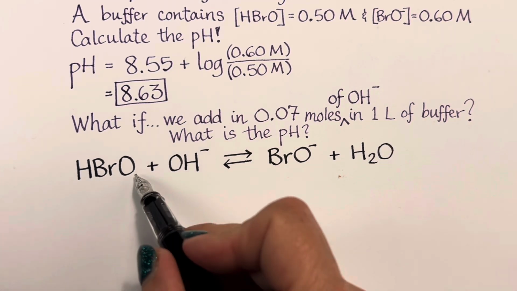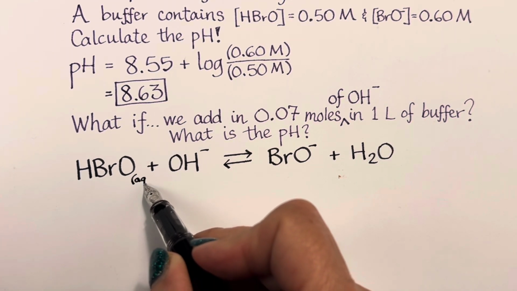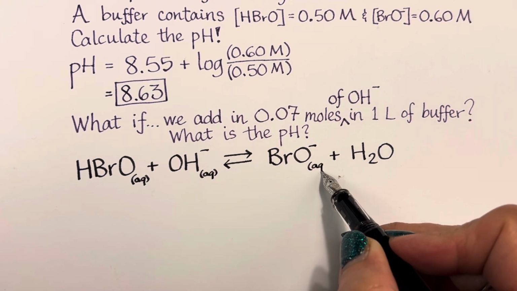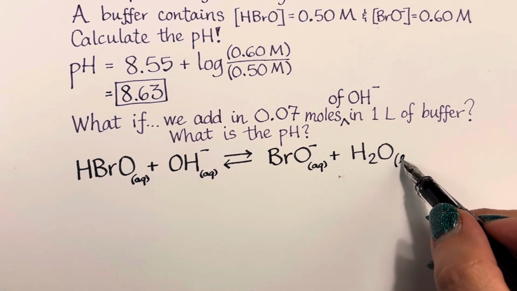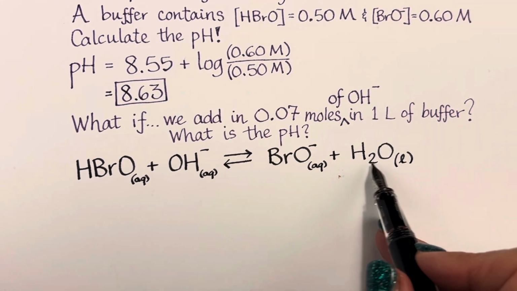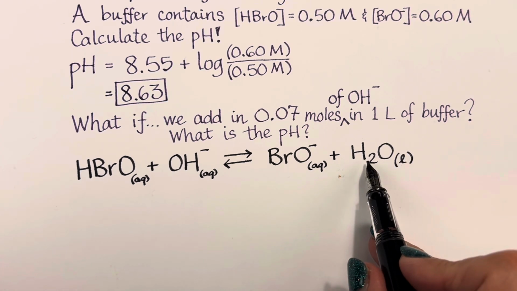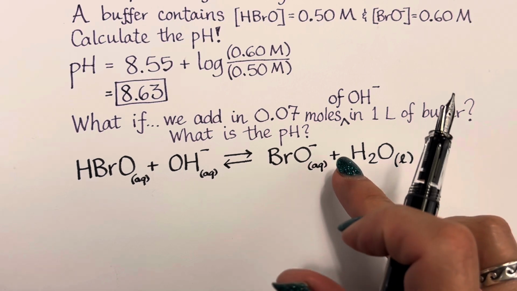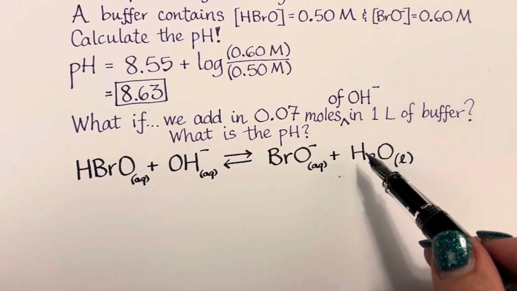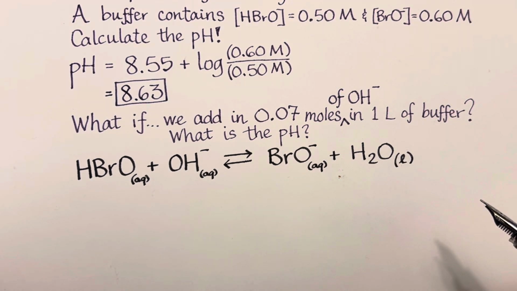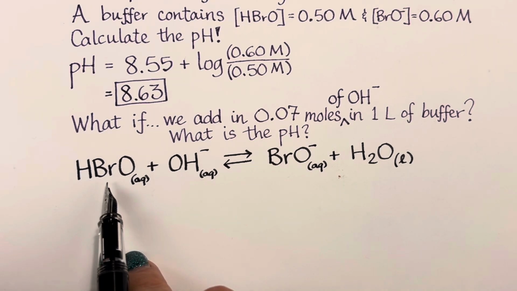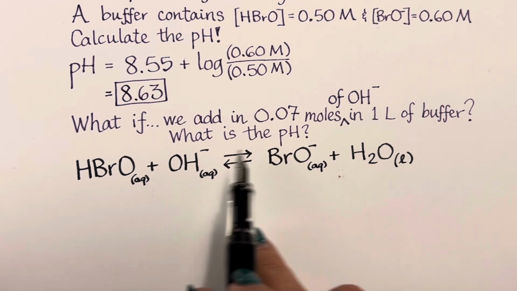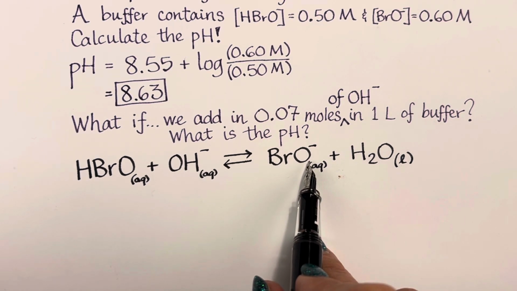Okay, so notice the phases of these. This is aqueous, this is aqueous, aqueous. But this water is liquid. Okay, so this will not appear in the equilibrium constant. There is no reason to consider the concentration of water. It is a pure liquid. So we are going to focus on the concentrations of the weak acid, the hydroxide that we just put in, and the weak base.